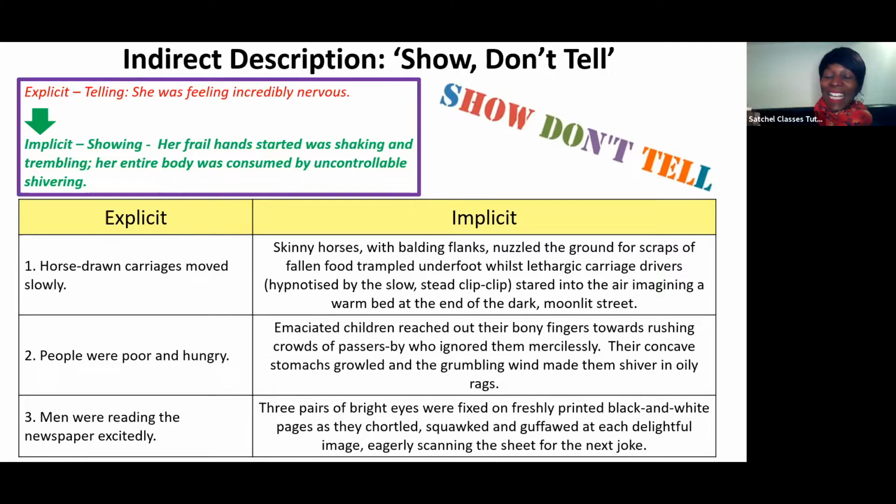So you can see here, you're talking about their bright eyes. So that's about the excitement. You're talking about them chortling and guffawing and squawking. That shows that sense of delight. And scanning pages eagerly for the next joke shows that they're excited about reading the newspaper. So instead of just stating it, you're adding that next level of descriptive detail to really engage and fascinate your readers. Okay, let's think now about other types of descriptive techniques.